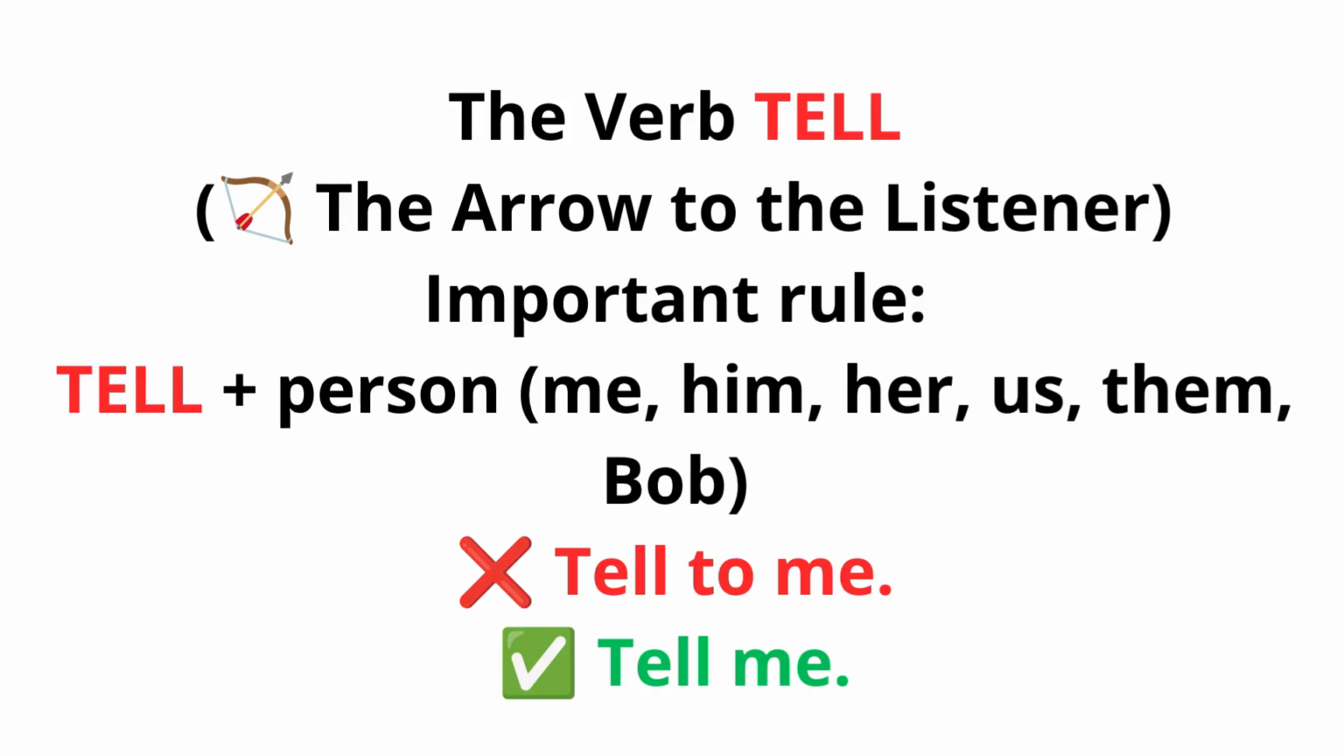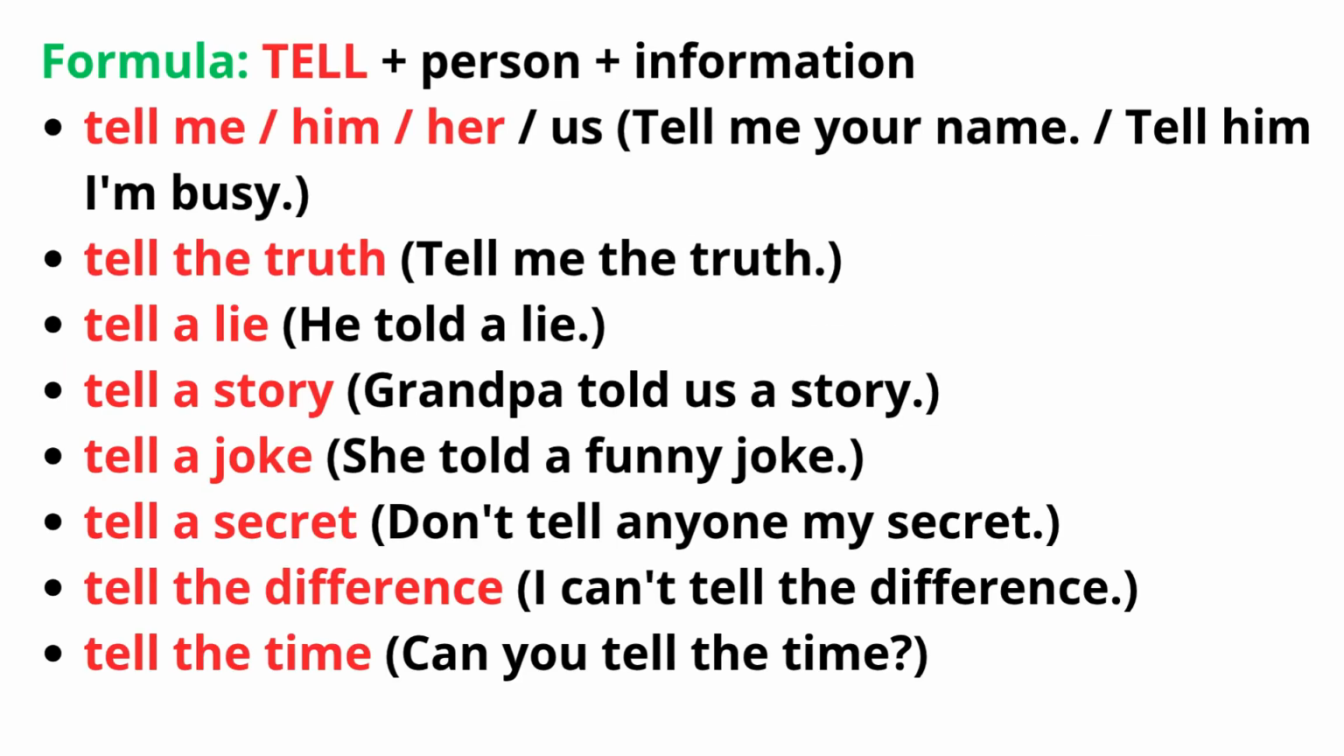The verb tell, the arrow to the listener. Important rule: tell plus person. Me, him, her, us, them, Bob. Not tell to me, but tell me. Formula: tell plus person plus information. Tell me, him, her, us. Tell me your name. Tell him I'm busy. Tell the truth. Tell me the truth.